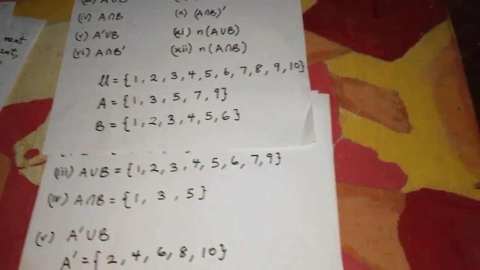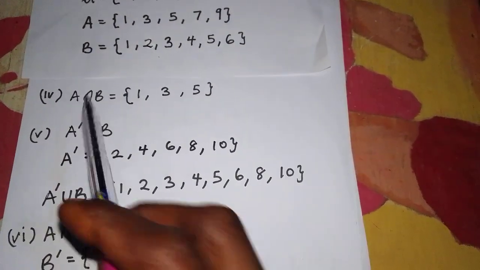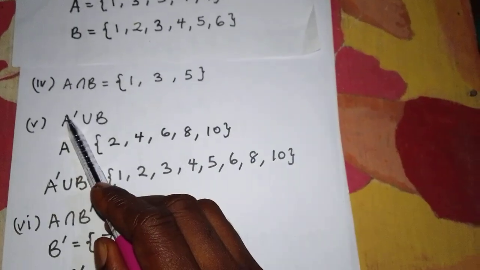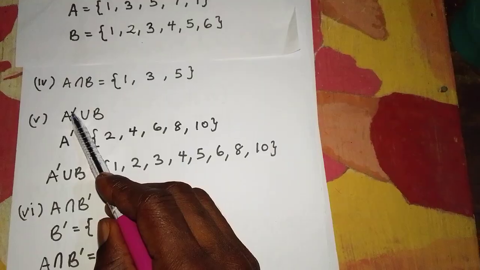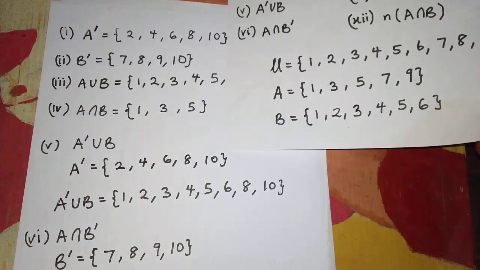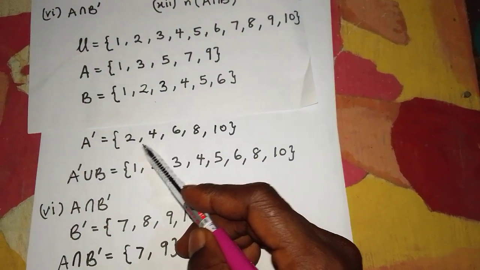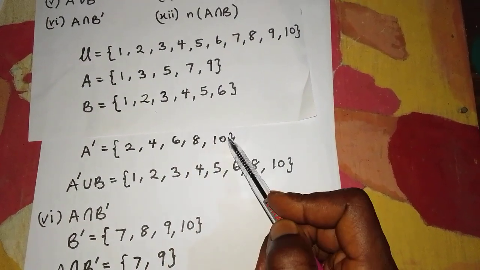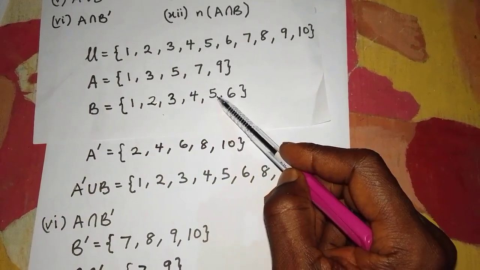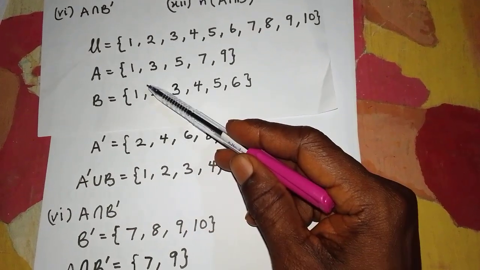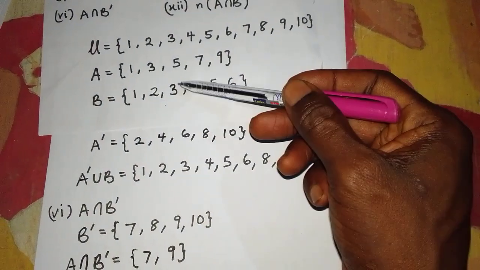Now, we are also told to do A complement union B. First of all, we need to look for the members of set A complement. The other time when we did it, the members of A complement are 2, 4, 6, 8, and 10. And this is set B. Union means that you combine the set A complement and set B.